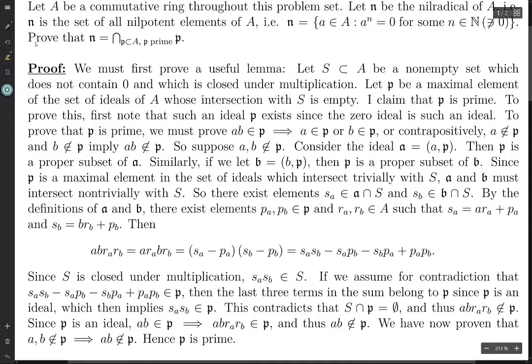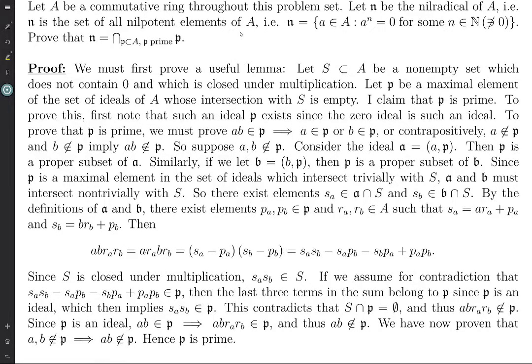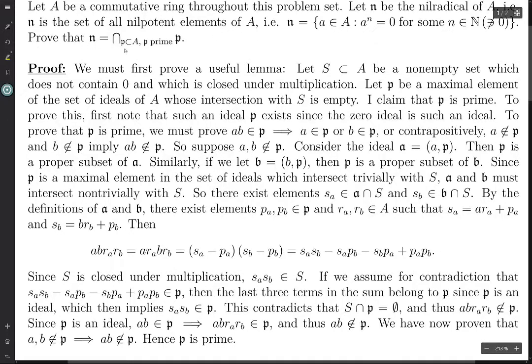Let's see here. N is the set of nilpotent elements, but it's not entirely obvious at first. Oh no, it is. We've talked about this. I go over this in my lecture series, that the nil radical is an ideal. So N is an ideal, and we want to prove that this ideal is equal to this ideal.